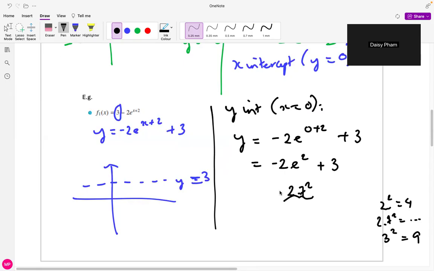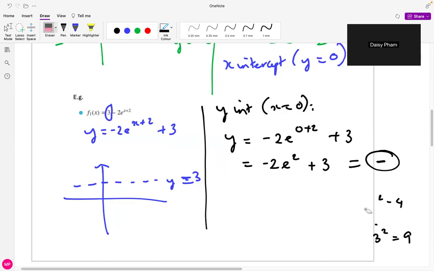And think about when you times by negative 2, it's going to give you a really big negative number. And when you plus 3, it's still negative. So you know that the whole answer here will be negative. So I know it's under the x-axis. Okay. So when I label it, I know that it will be somewhere here. So 0 comma negative 2 a squared plus 3.